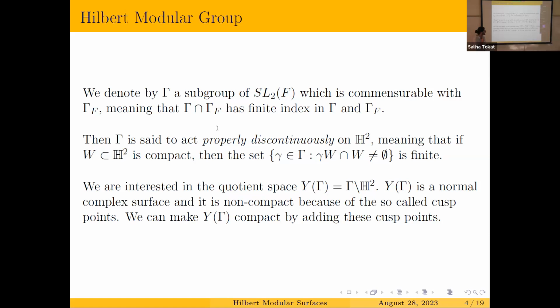We look at the orbits of H2 under elements of gamma, and we identify all the points that lie on the same orbit. So if you can transform one point to another using an element of gamma, it means they're in the same equivalence class. We define an equivalence relation essentially, and then we can think of this. So this is the Hilbert modular surface in the case of 2 dimensions.